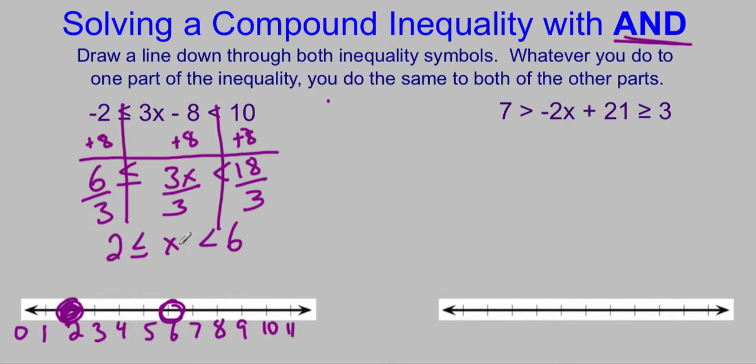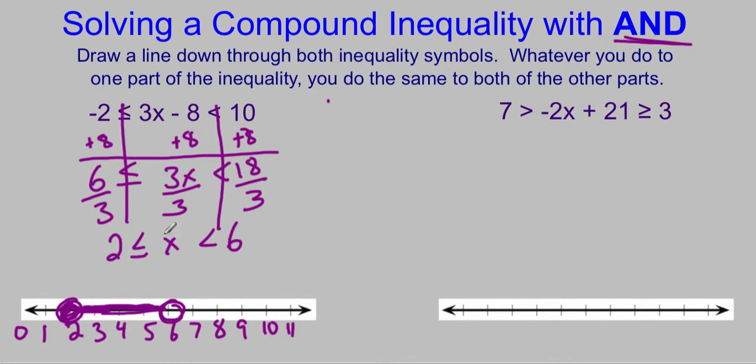2 is less than x, so that means x is greater than 2, and x is less than 6. Well, if I look at my number line, numbers that are greater than 2 but less than 6 fall in this range here. So instead of shading one whole side of my number line all the way through the arrow, I'm just shading in between the two circles. Any number that falls inside of here is going to work for both of those situations.